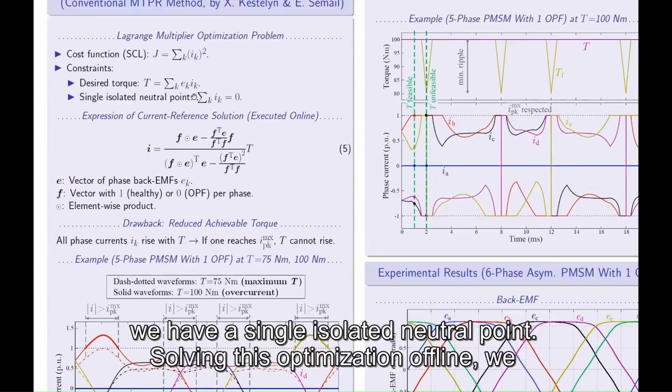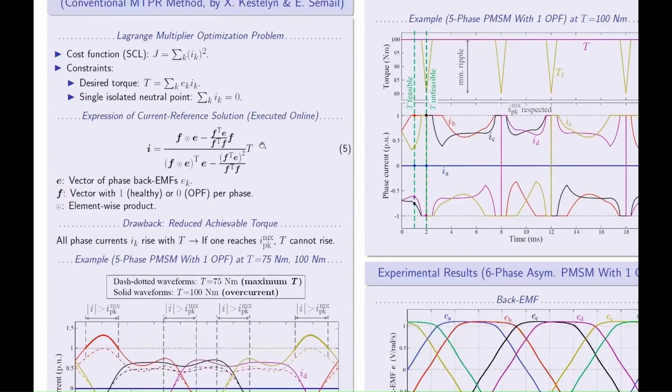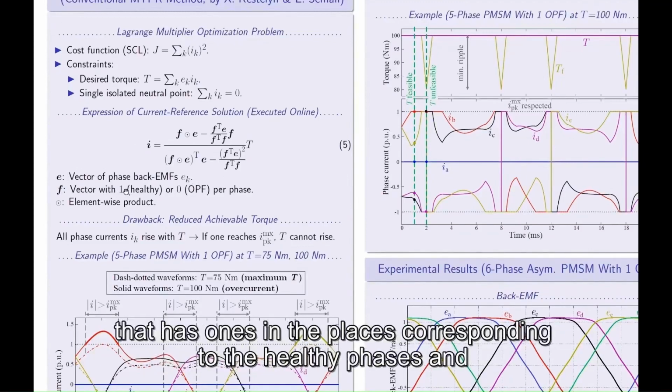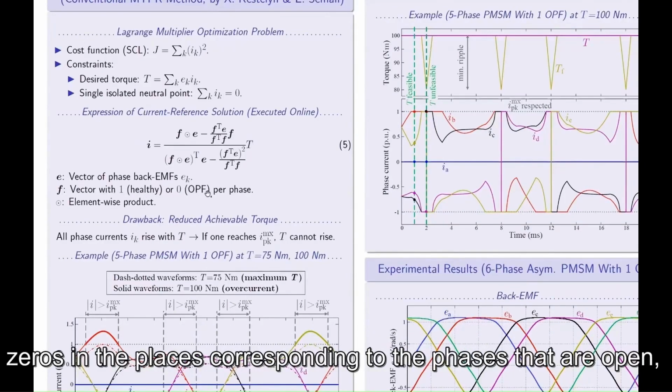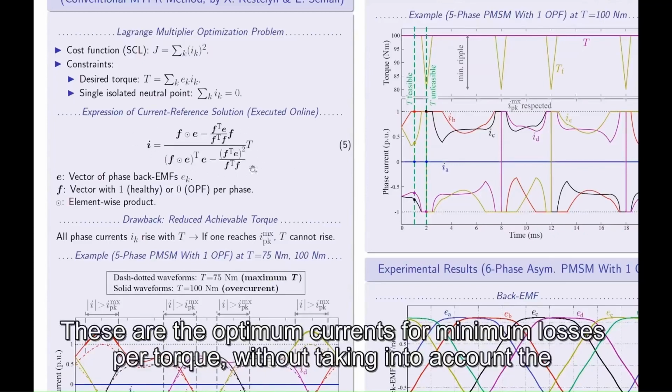If we solve this optimization problem offline, we obtain this formula that we can implement online in order to obtain the minimum copper losses per torque, where E is the vector of the phase back EMFs. F is a vector that has 1 in the places corresponding to the healthy phases and 0 in the places corresponding to the phases that are open. And this dot is the element-wise product between pairs of vectors. So these are the optimum currents for minimal losses per torque without taking into account the current limitations.